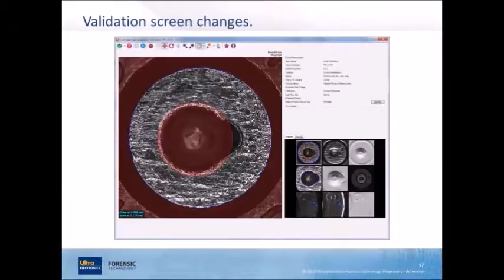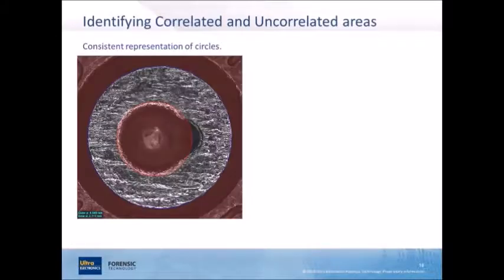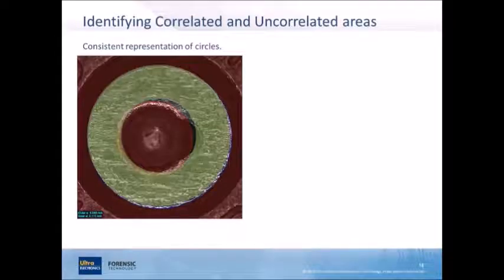Okay, so some of the biggest changes on BULLETTRAX in version 3.1.1 are to the image validation screen, and we'll take a look at them now. So firstly, the rings are now consistently represented. So for the breech face ring light image, everything between the blue outer circle and the red inner circle is what defines the breech face region of interest. And that donut-shaped area is what is correlated.